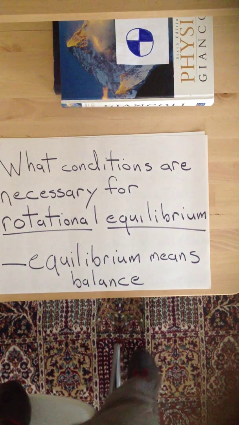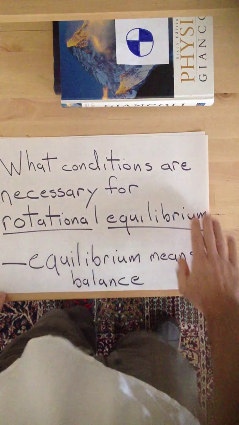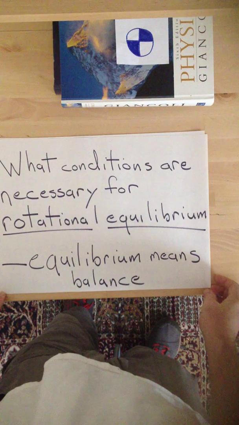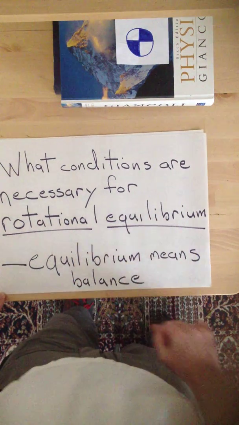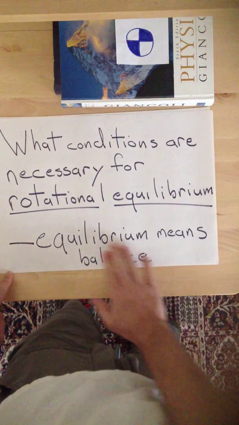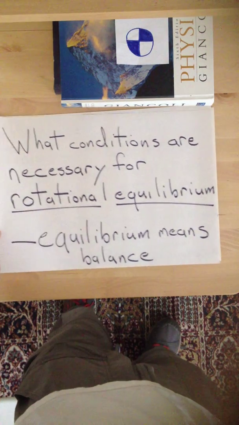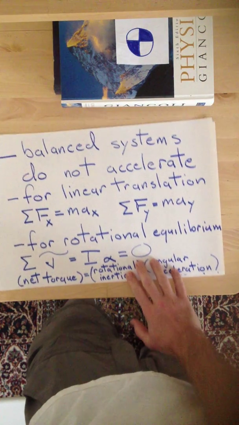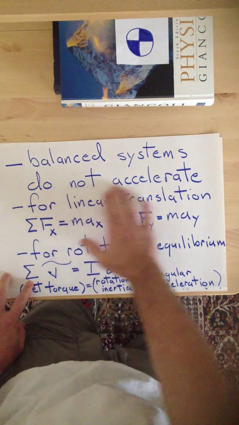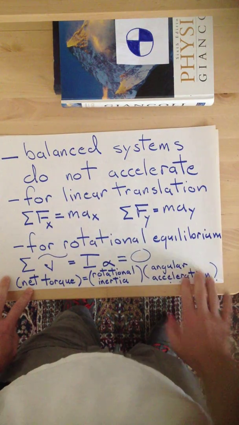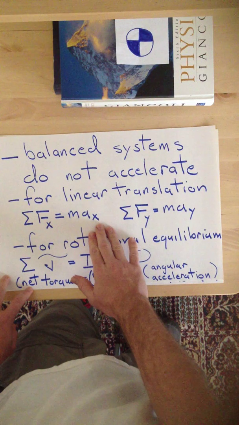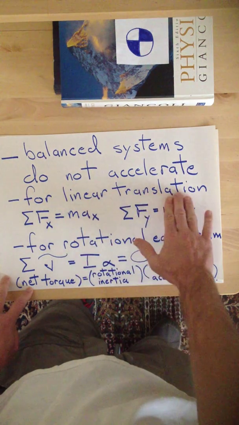Welcome everybody. I'd like to try to answer a question that asks, what conditions are necessary for rotational equilibrium? So we need to back up a little bit and define what equilibrium means. Equilibrium is a state of balance, and balanced systems do not accelerate. This is the familiar form of Newton's second law for linear motion or translational motion.